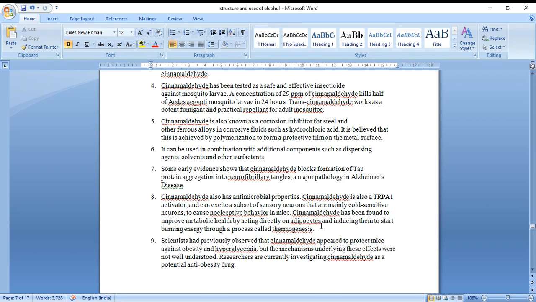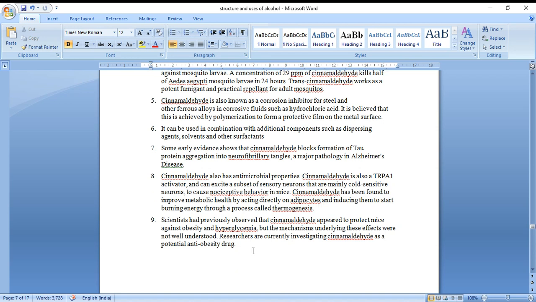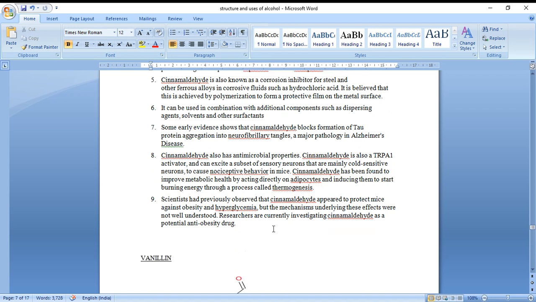So when it directly acts on the adipocytes, it causes energy burning, so it burns the fat. And this also appears to protect mice against obesity and hyperglycemia.